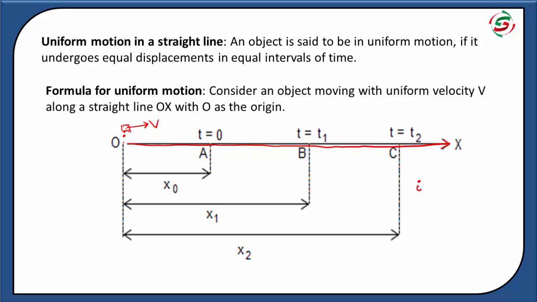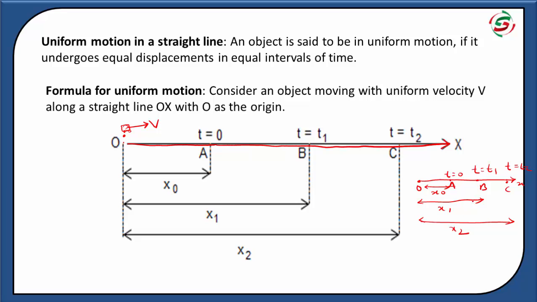The body moves along the x-axis. When time t equals 0, the body is situated at this point, that is x0. When time t equals t1, the body is situated at this point, that is x1. When time t equals t2, it is at x2. Here x0, x1 and x2 are the displacements covered by the body. It covers equal displacements in equal intervals of time. This is point A, this is point B and this is point C.